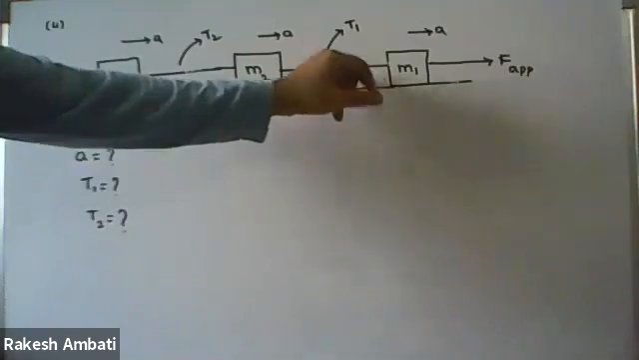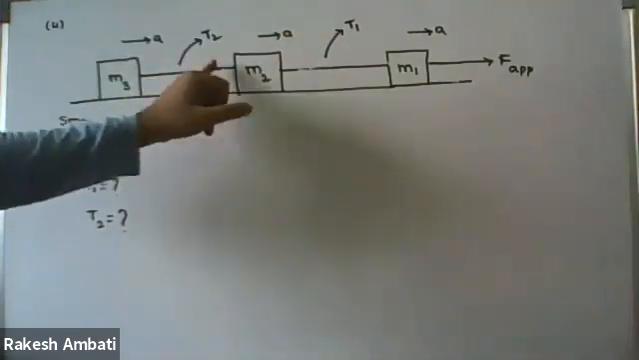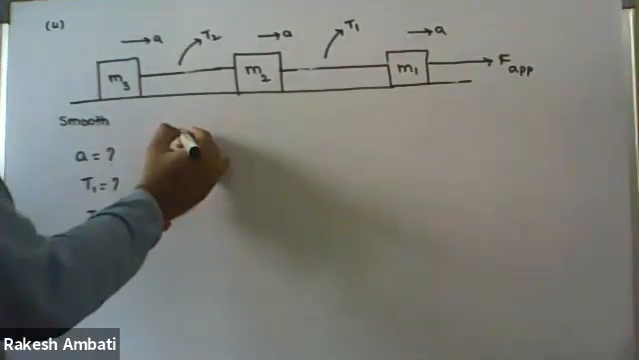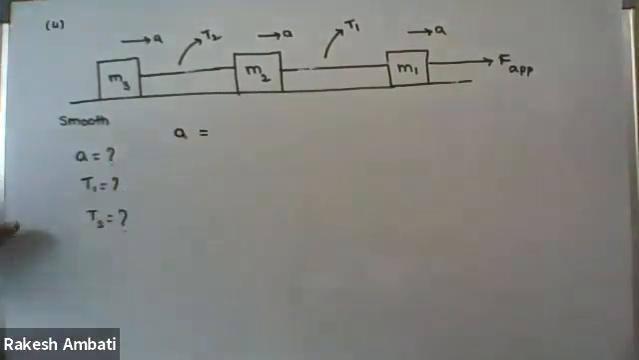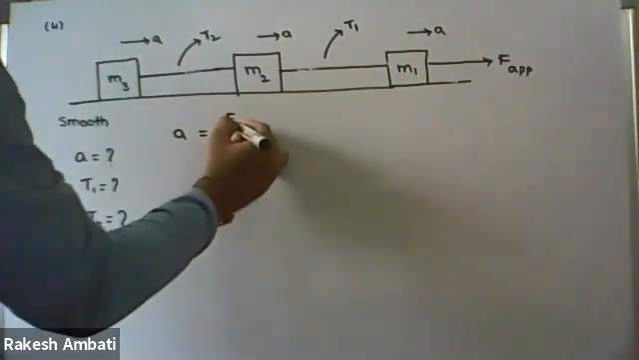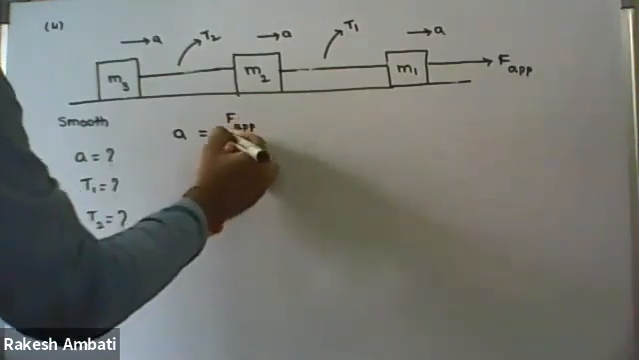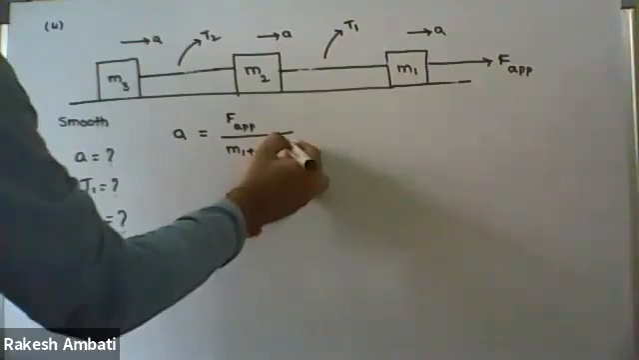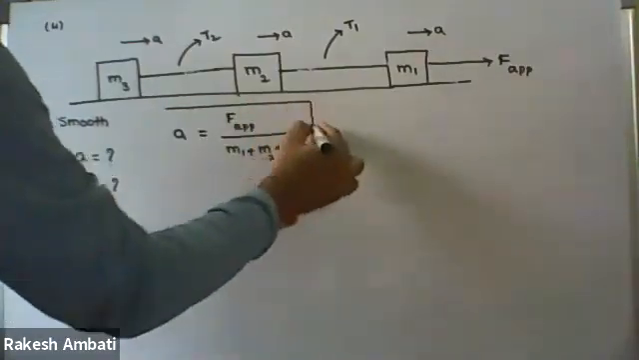In this string, tension force T1. In this string, tension force T2. First of all, by using a short trick, how to find the acceleration? Only one applied force. Force applied upon the sum of masses: force applied upon M1 plus M2 plus M3. So the first question is completed.